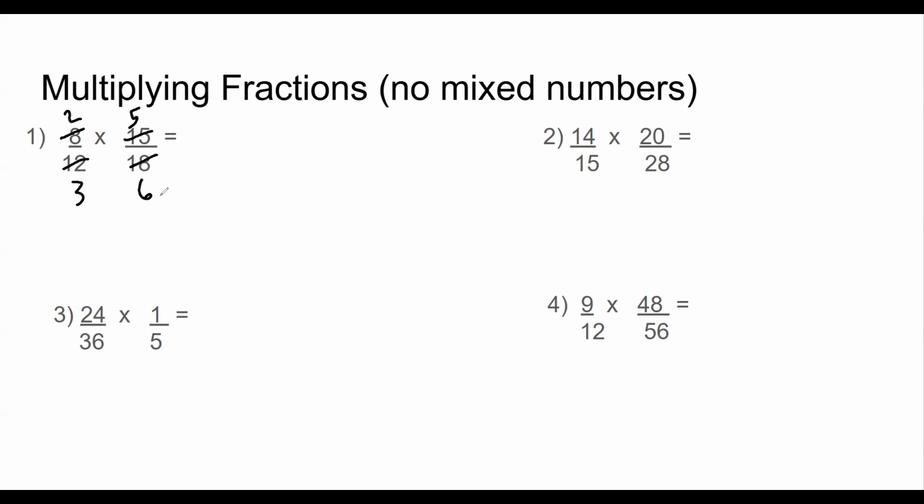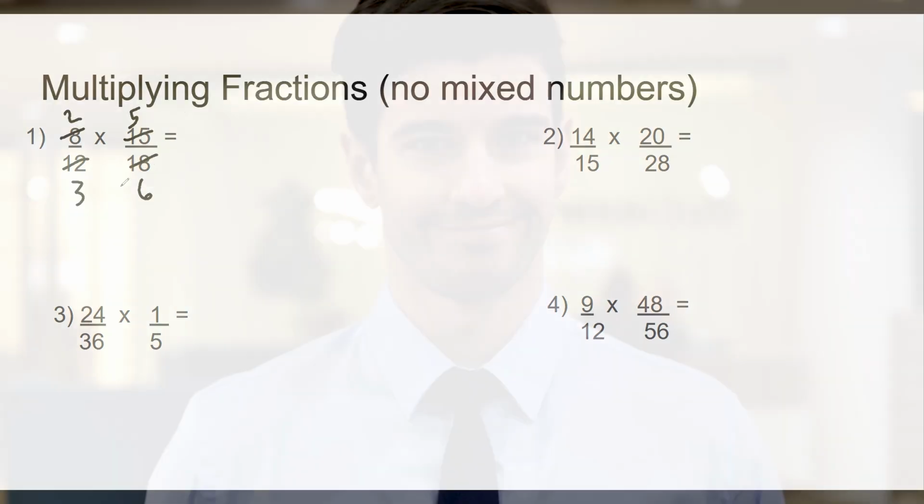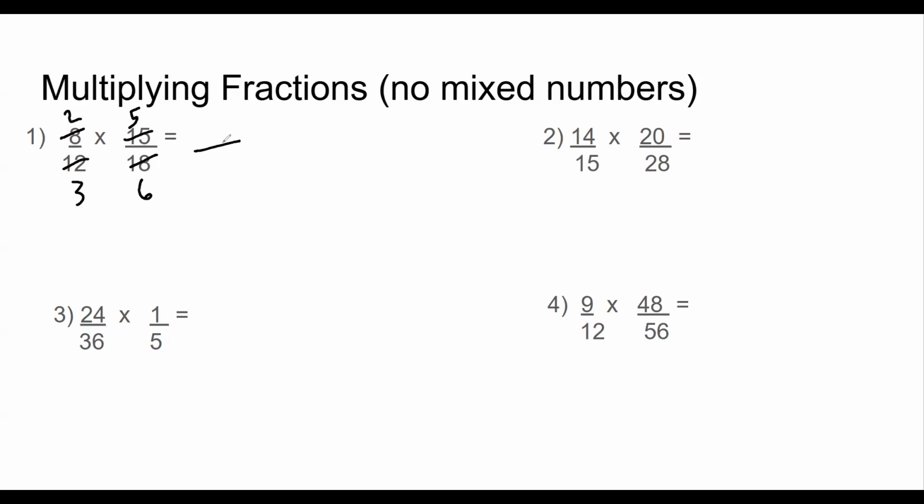Now, I can't reduce the 3 into 6 because they're side by side. Let me look for other things I can reduce, and I can't. So I just need to multiply. 2 times 5 is 10, and 3 times 6 is 18. Whoa, I can reduce, actually. I could have reduced the 2 into 6, but I missed that. And that's okay. As long as I see at the end that I can reduce. And so that's what I'm going to do.